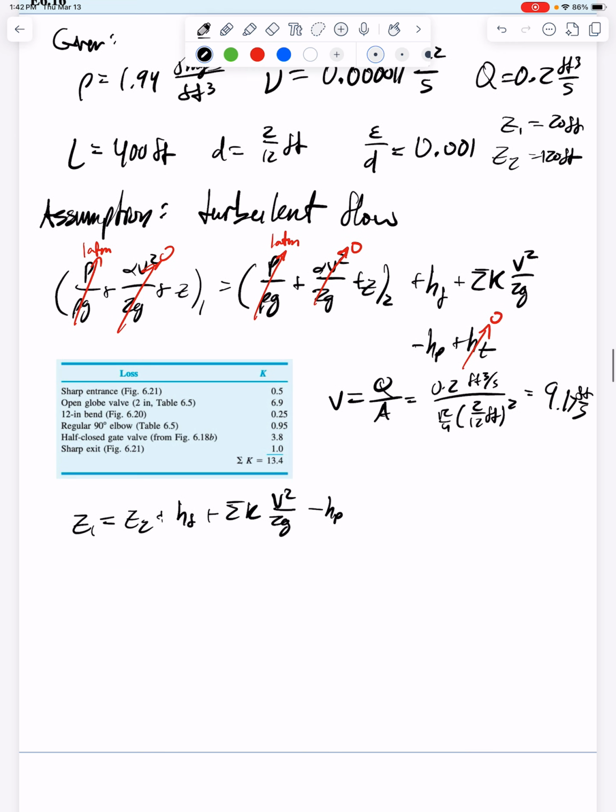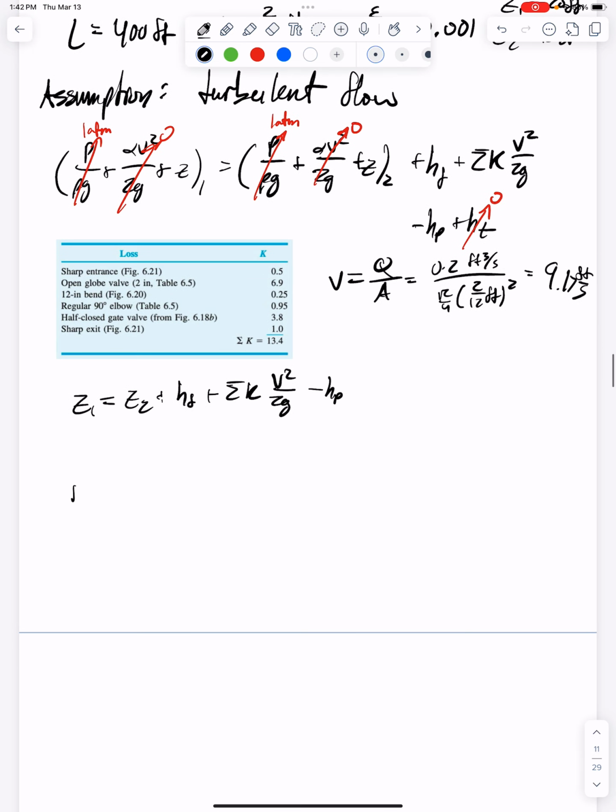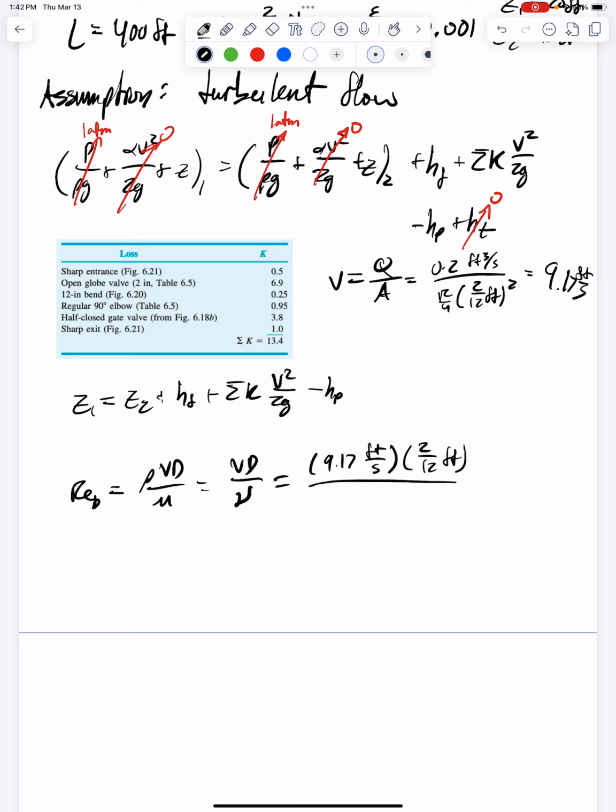The reason this is important is because we also need to solve for the Reynolds number to determine if we have turbulent flow. The Reynolds number is rho V D over mu, but we have nu, so it'll be V D over nu. So, 9.17 feet per second times the diameter, 2 over 12 feet, divided by nu, 0.000011 square feet per second. That gives me a Reynolds number of 139,000. Obviously, that's turbulent flow.